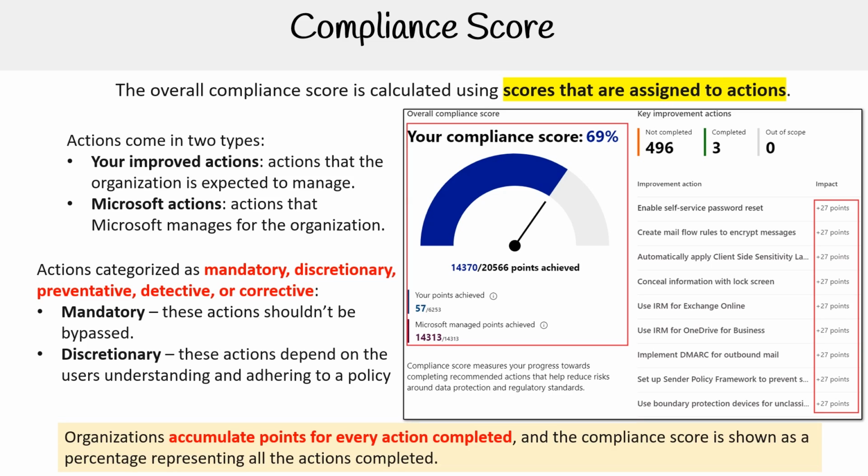So organizations accumulate points for every action completed, and the compliance score is shown as a percentage representing all the actions completed. The visual here shows us the list of improvement actions, and for each one that's completed, you can gain points, which would increase your overall compliance score. So for this example, you're seeing plus 27 points for all the improvement actions you've completed.